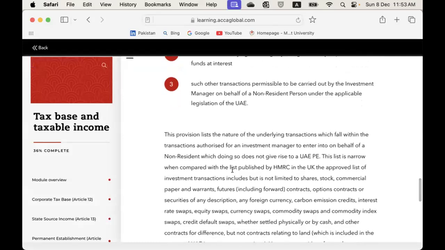So anyways, the key point here is that this is going out of the tax law and into the UAE legislation.